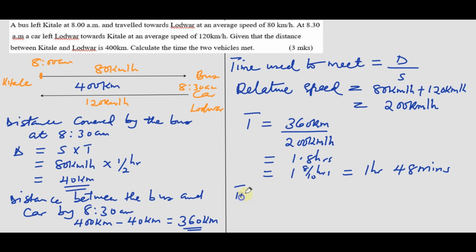Therefore, the time the two met will be given by, you take the time that the car began the journey, 8:30 a.m., add the time that was used for the two to meet, which is 1 hour 48 minutes, and this gives 10:18 a.m.